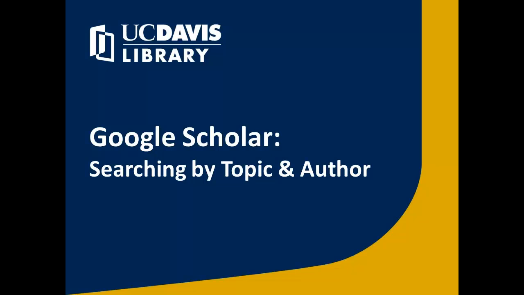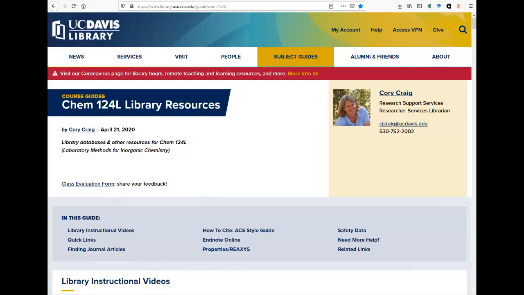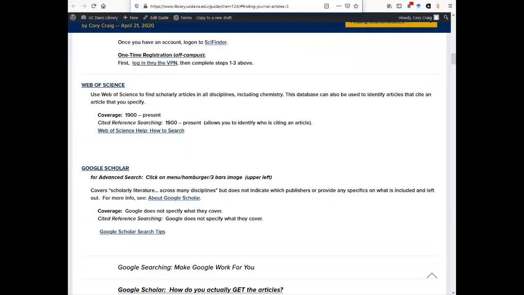Google Scholar, searching by topic and author. This video covers how to search by topic and author in Google Scholar and limitations of using Google Scholar for these searches. To access Google Scholar from the Chemistry 124 course guide, click on Finding Journal Articles, scroll past the links for SciFinder and Web of Science, and click on Google Scholar.